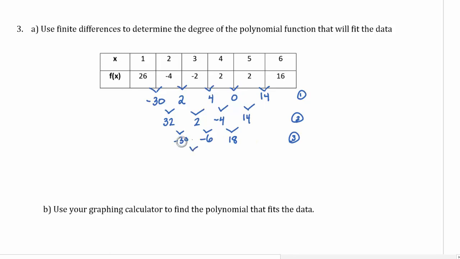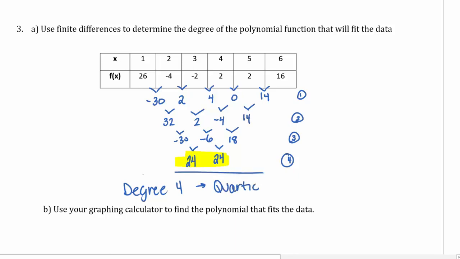Okay, to go from negative 30 to negative 6, I'd have to add 24. Right, negative 30 plus 24 is negative 6. Then how do I get from negative 6 to 18? I have to add 24. So since these are the same, I get to be done with row 4. So this is degree 4, which is a quartic function. And that's because on the 4th row, I had the same value.